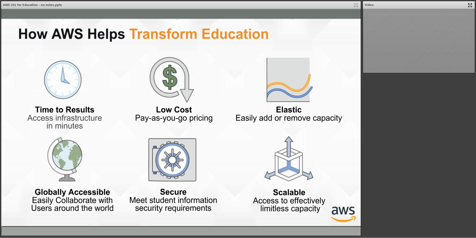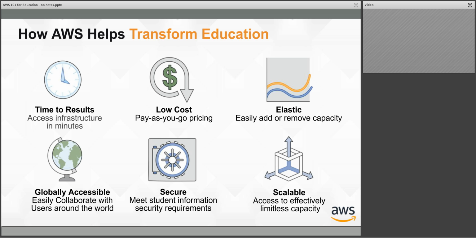And that goes back to the low cost, which is the second thing in how AWS helps transform education. This pay-as-you-go pricing allows you to be very effective in your utilization of your compute and storage resources. By nature, the cloud is elastic, so it allows you to easily scale up and remove capacity. And when I talk about scaling, which is the sixth one that we have down right below elasticity, there are two ideas here of horizontal and vertical scaling.